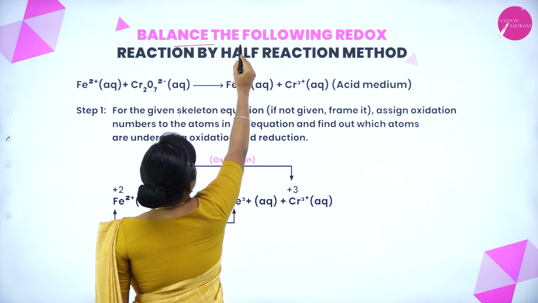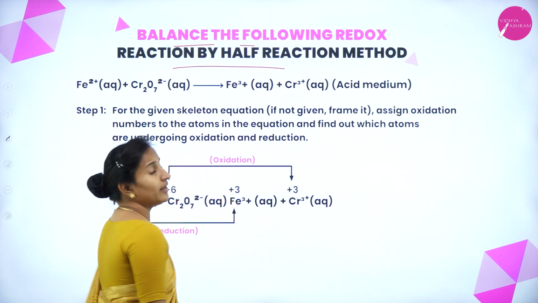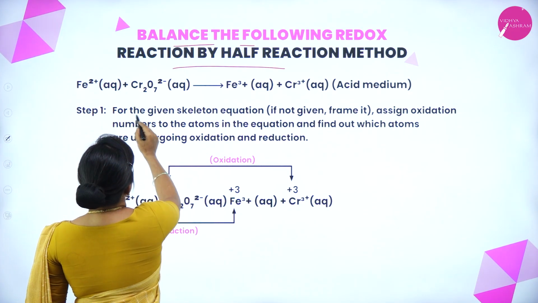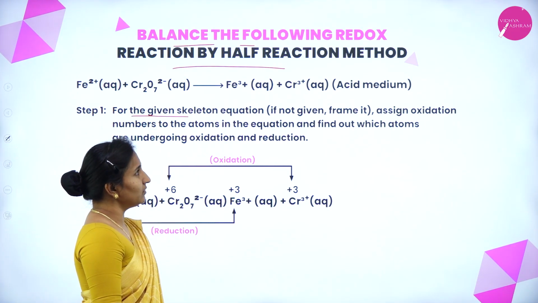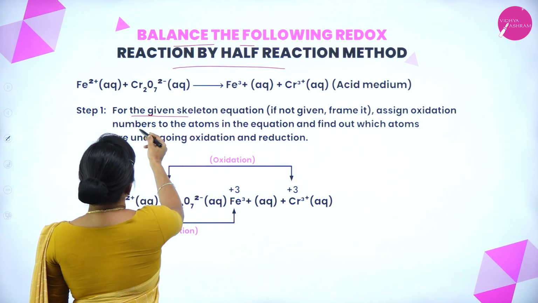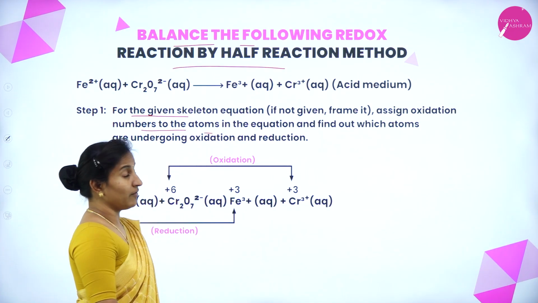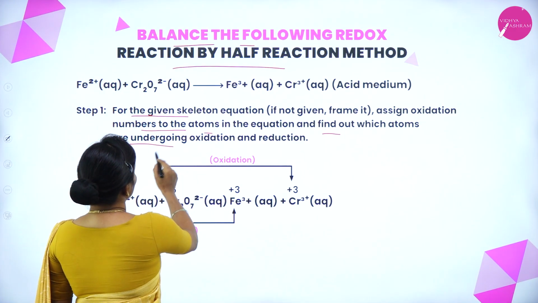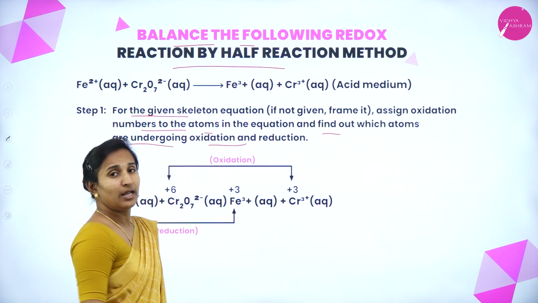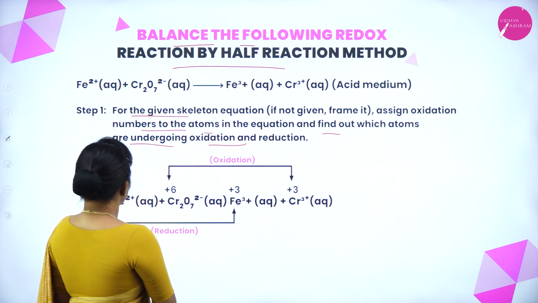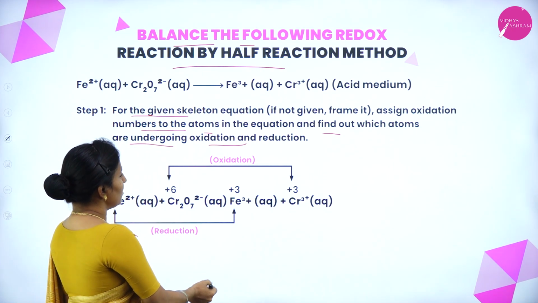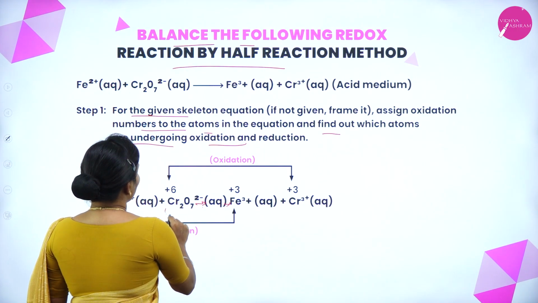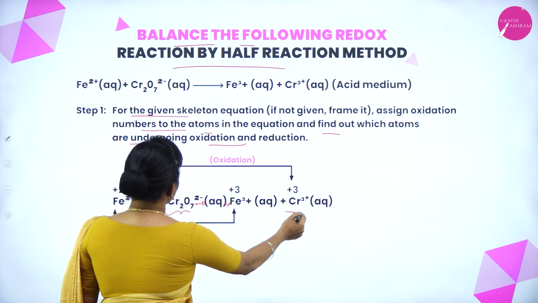Balance the redox reaction by the half reaction method. Step 1: for the given skeleton equation, assign the oxidation number to the atoms in the equation and find out which atoms are undergoing oxidation and reduction reactions. So here Fe2+ undergoes oxidation reaction and chromium undergoes reduction reaction.